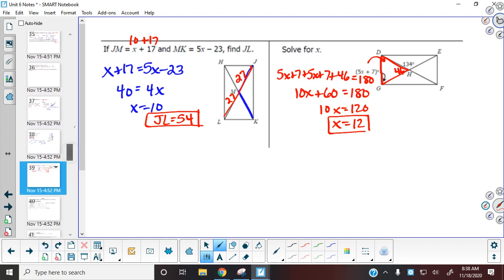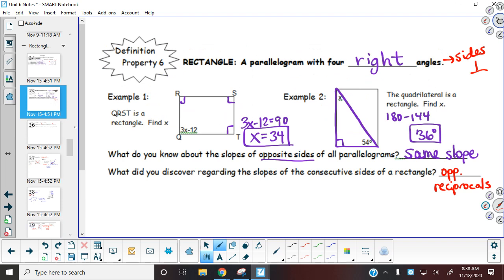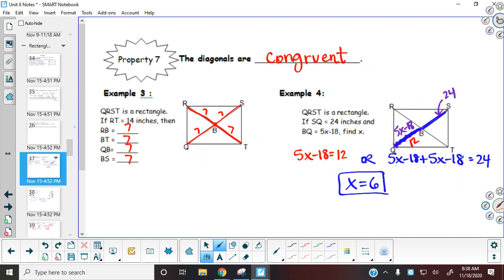Okay, so guys, here's the deal. Be mindful that all of the properties we've already talked about for parallelograms still apply for rectangles, plus our additional two that we talked about already. One being that you have right angles at all the corners, and the second being that all of your diagonals are congruent. As always, ask any questions that pop up.